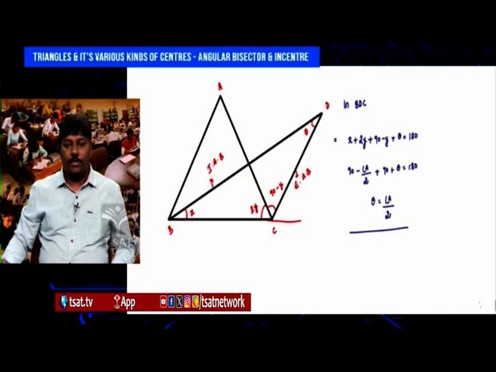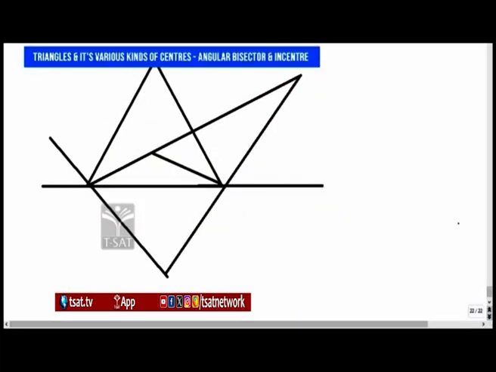Let us look at all the three in a single figure. In this figure, ABC is the triangle. Two internal angular bisectors meet, it is an incenter, I am taking it as I. This is I dash where two external angular bisectors meet. I double dash is where one internal and one external angular bisector meet. This is the internal angular bisector. This one is the external angular bisector.